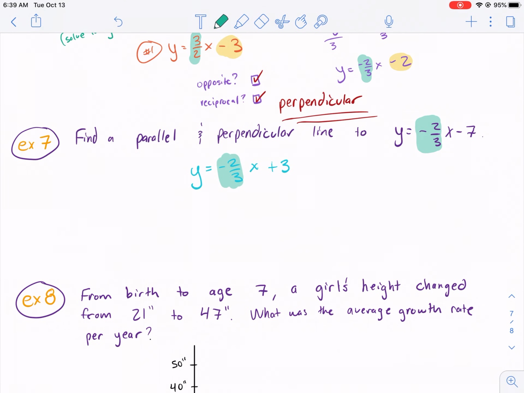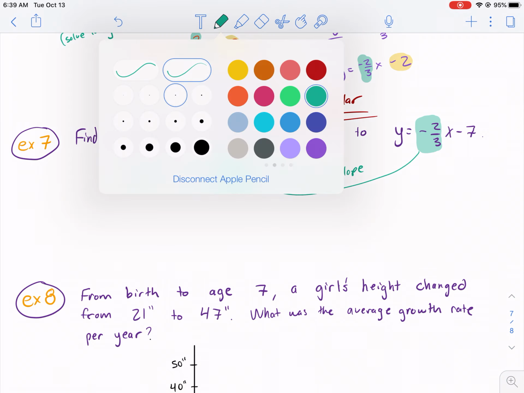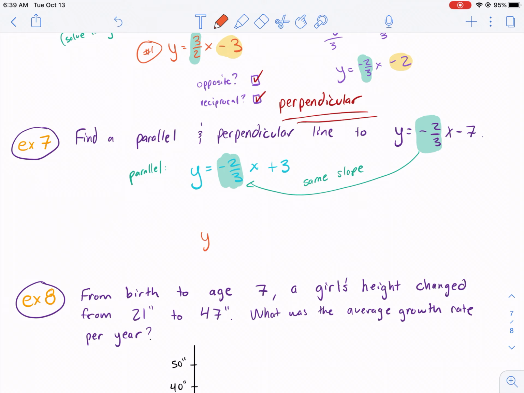So parallel, this one is parallel because it has the same slope. Same slope. Okay. Let's go orange for the next one. We have y equals, now we want opposite reciprocal slope. Okay, this is our perpendicular one.